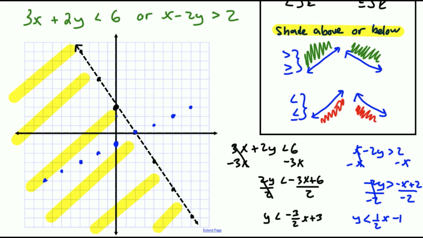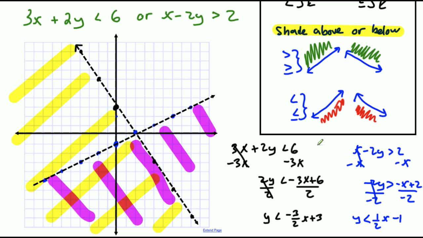And that's also going to be a dashed line. And this shading is going to be below, right? Because it's less than, so it's going to look like this.